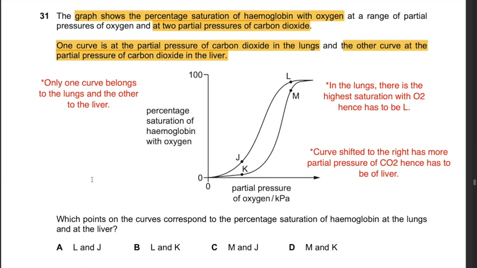And since point L is on the curve to the left, it belongs to the lungs, and the curve to the right belongs to the liver. Therefore, the answer cannot be A, as L and J are both present on the same curve. However, they are asking for points that correspond to the saturation at the lungs and at the liver. Therefore, the points should be on two different curves. And that leaves us with the answer being B, L and K.